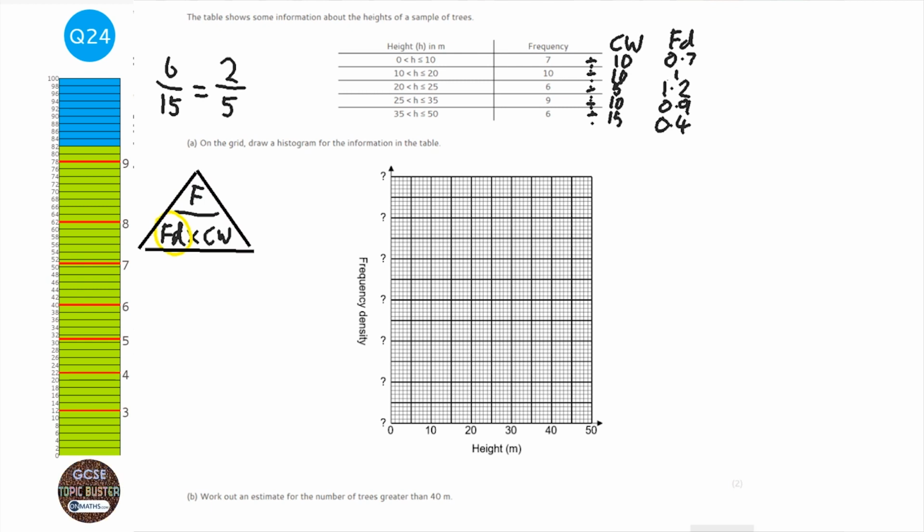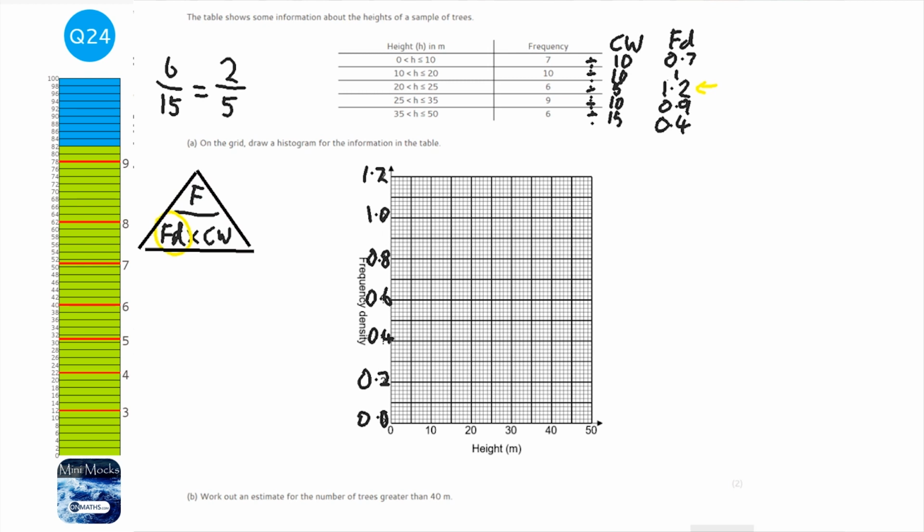Right, so we've got our frequency densities. Now we've got to figure out what scale to do on the left-hand side for our frequency densities. Well, our highest number is this 1.2 here. So we need it to at least go up to 1.2. So if I go up in 0.2s, 0.2, 0.4, 0.6, 0.8, 1, 1.2, that would be perfect. So I'm going to go up in 0.2s. 0.4, 0.6, 0.8, 1.0, I'm just going to put 1.0 because it's a bit easier, and it looks nicer, and 0.0, okay. So we're going to start drawing the histogram.